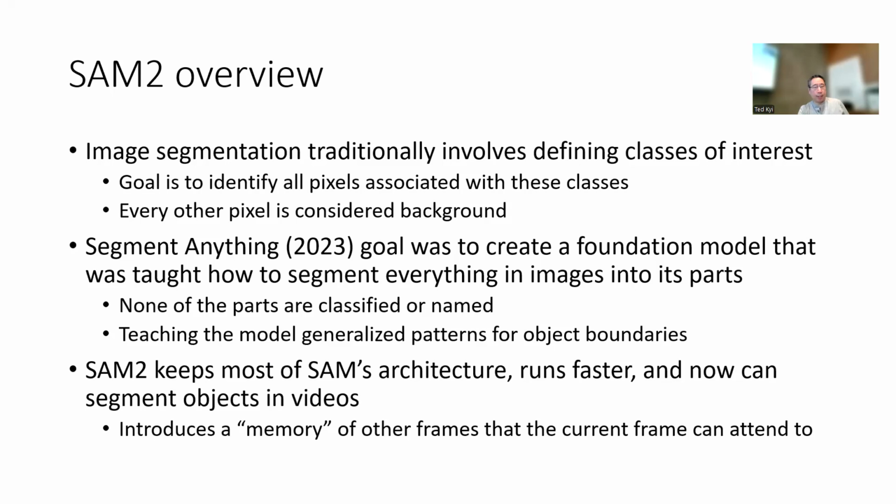So just briefly, traditionally, image segmentation means give me a picture and identify all the pixels that are associated with something. If you're doing simple instance segmentation, then typically you define upfront what classes you care about. Let's say you care about people, cars, and dogs. It's going to tell you what pixels are part of people, what pixels are part of cars, and then every other pixel is just background. Doesn't matter what class it is.